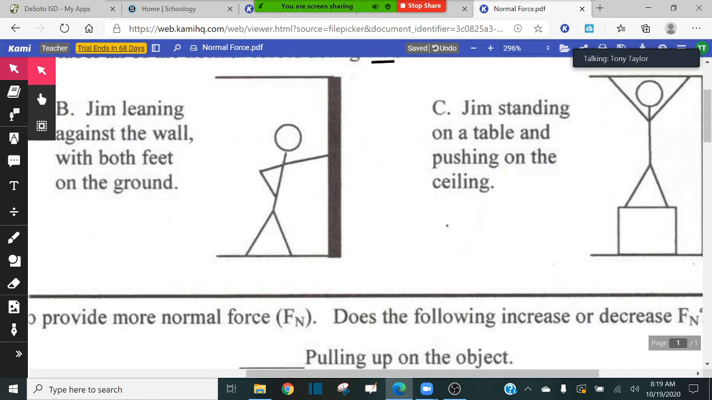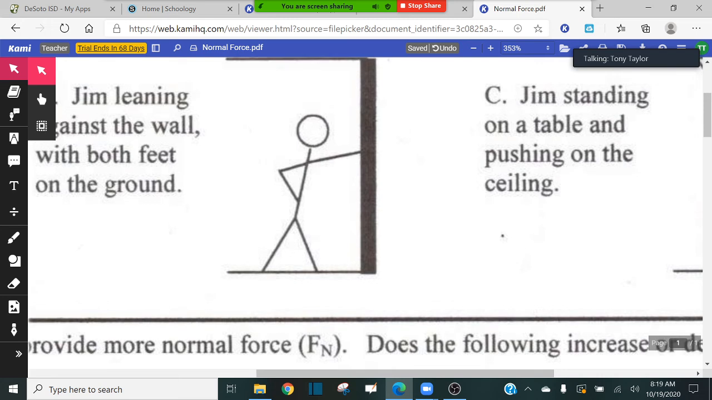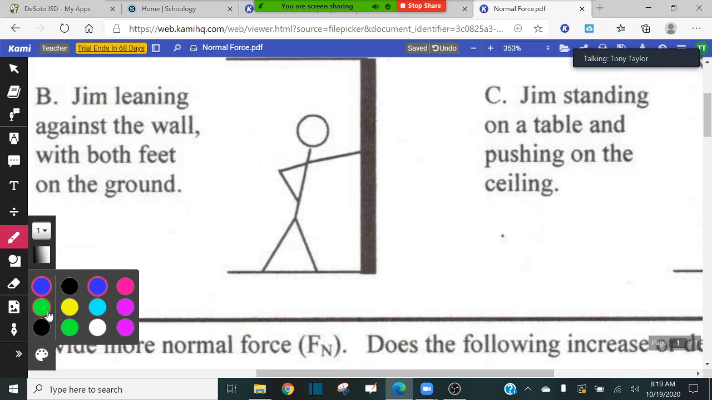What about this situation right here? If Jim is standing on a surface here, and both of his feet are on the ground, how many normal forces are acting on Jim here? Well, there's 3 normal forces acting on Jim because there's 3 surfaces of contact.